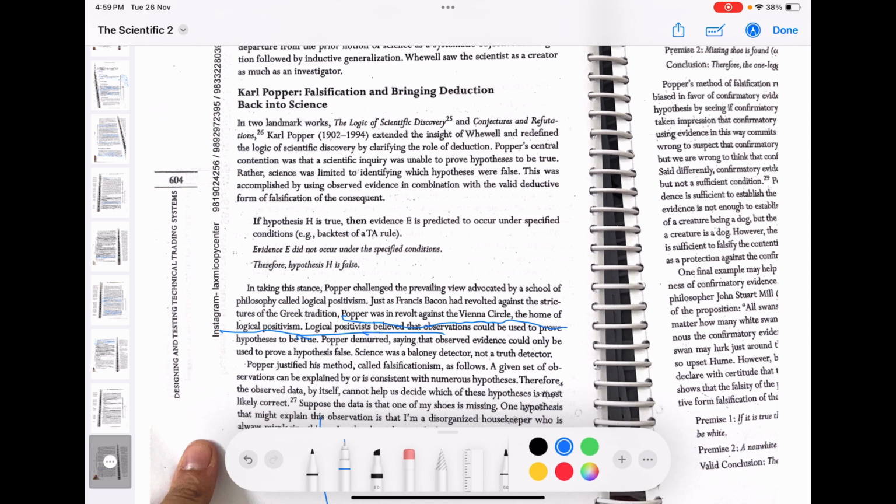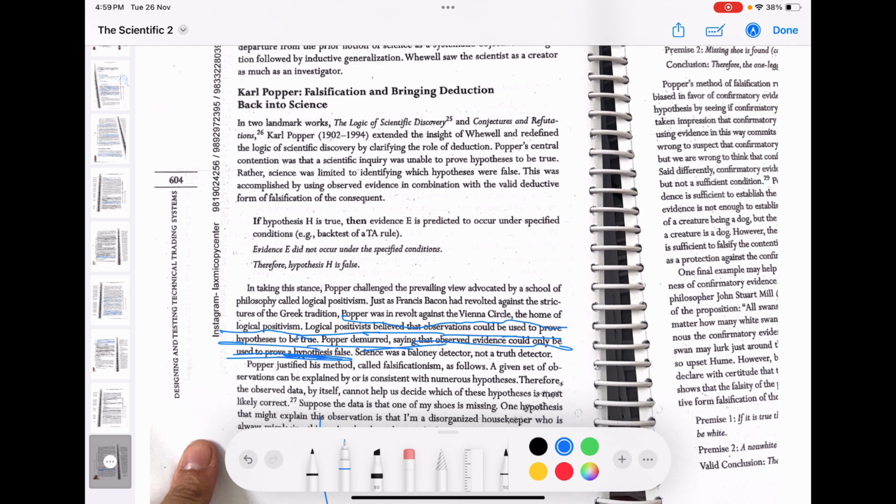Logical positivists believed that observations could be used to prove hypotheses to be true. But Popper demurred, saying that observed evidence could only be used to prove a hypothesis false, but you can never use it to prove that a hypothesis is true. That is what Popper basically said.